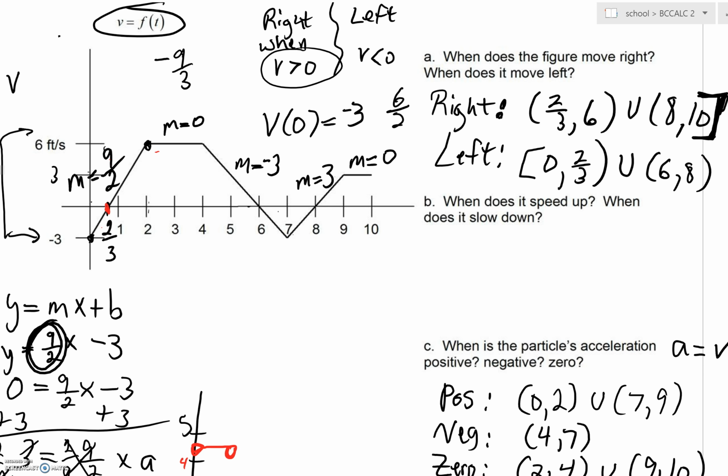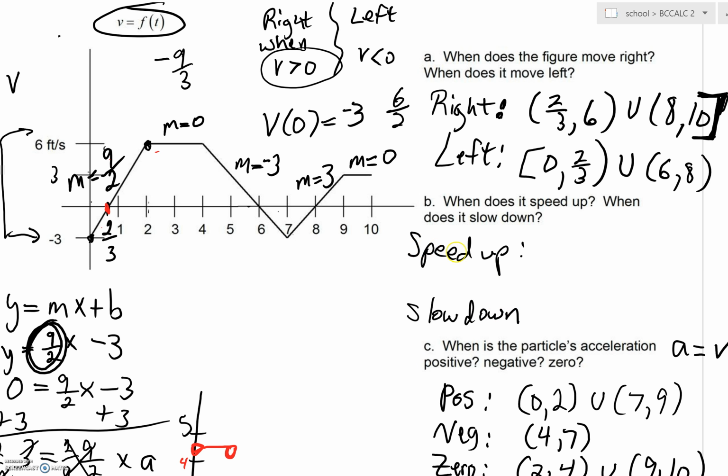Picking back up with lesson 3.7 in CalcBC, we're coming back to part B. We're given a velocity graph. You can see that velocity graph is pictured right here on the screen. And we're trying to figure out when this particle is going to speed up and when this particle is going to slow down.